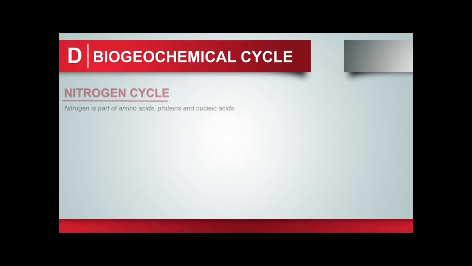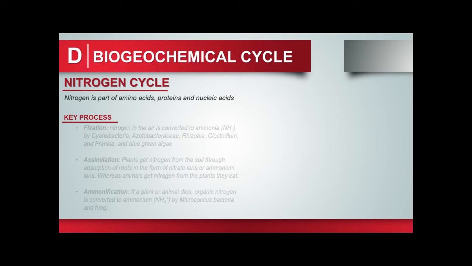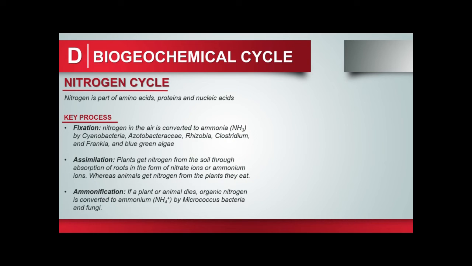Nitrogen cycle. Nitrogen is part of amino acids, proteins, and nucleic acids. The key processes: 1. Fixation. Nitrogen in the air is converted to ammonia by cyanobacteria. Then assimilation. Plants get nitrogen from the soil through absorption by roots.